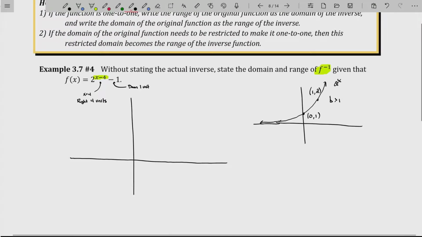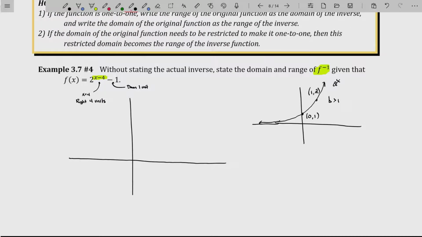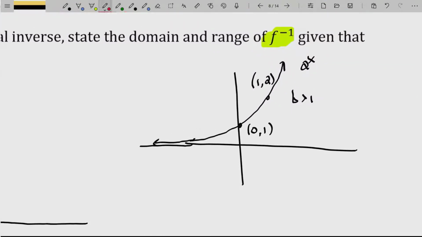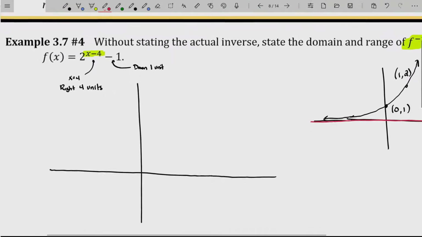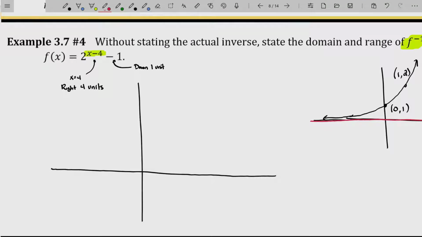Something you should know about exponential functions is that they have horizontal asymptotes. Those horizontal asymptotes occur on the x-axis. If you have some vertical shift up or down, that horizontal asymptote will also shift up or down. And in this case, since we're shifting everything down 1 unit, my horizontal asymptote is actually shifted down 1 unit. So here's our new horizontal asymptote at y equals negative 1.